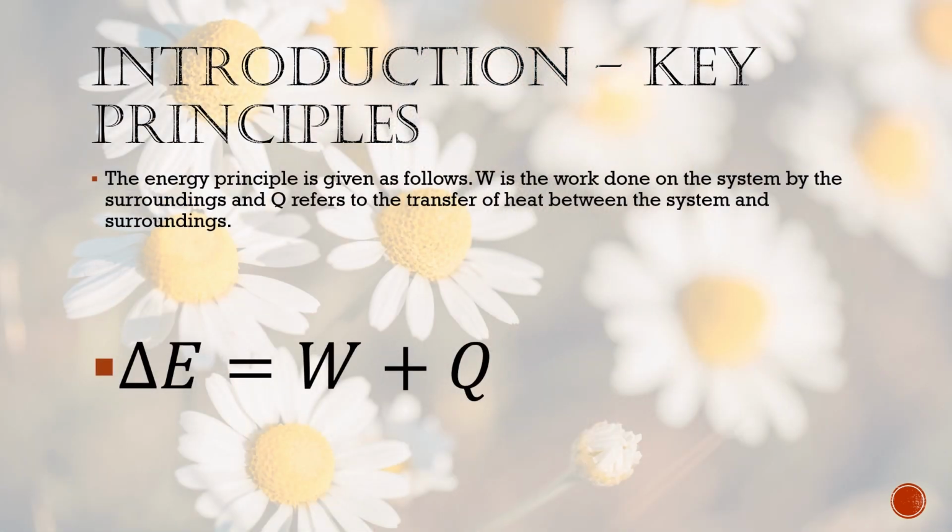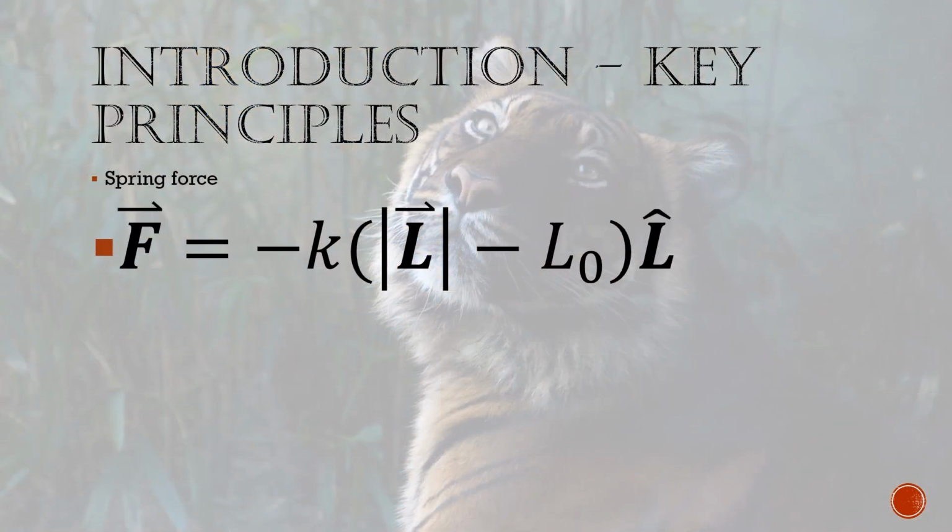The energy principle is given as follows, where the change in energy of a system, delta E, is given by the sum of the work done on the system by the surroundings and the heat transfer between the system and the surroundings. This vector equation for the spring force is given as follows, where k represents the spring's stiffness, L represents the length of the spring, and L naught is the rest length of the spring.